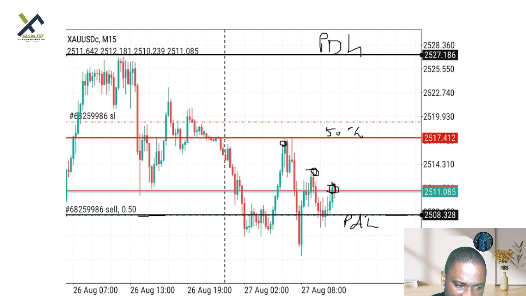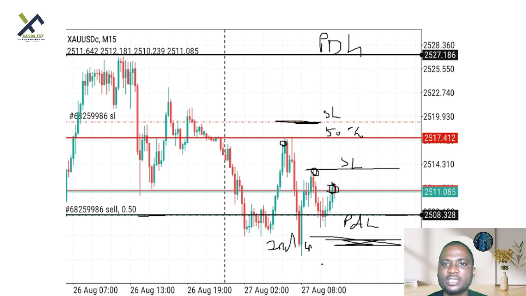Now where is my stop loss? You see, my stop loss was above the 50% level of the Fibonacci. This is my stop loss. Looking at the market, I took a 1:3 reward to risk ratio in this market because I am entering using the 50% Fibonacci level. Now let's look at how to use this strategy on a ranging market.